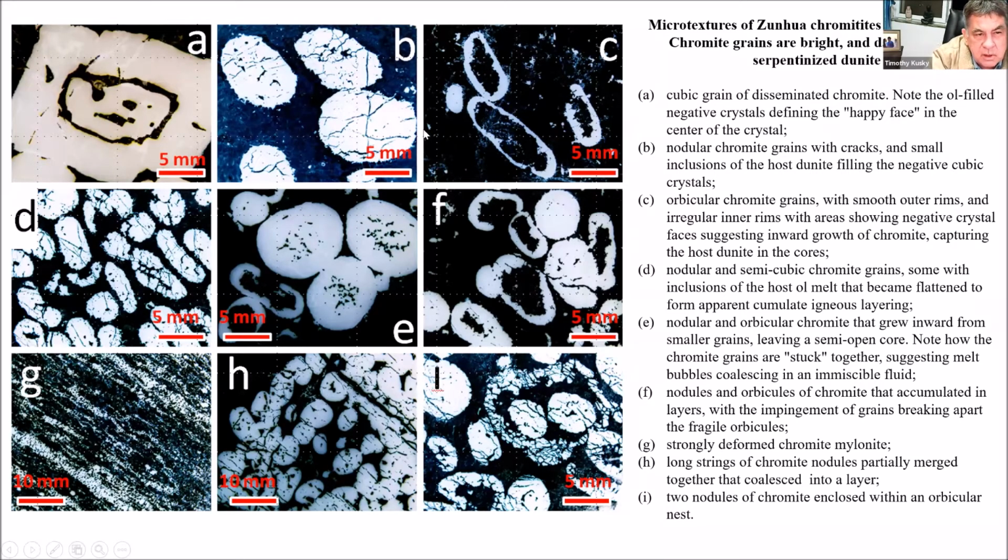And the thing that bothered me for a long time is that these orbicular textures have very smooth outer rims, but they have cubic negative crystal shapes on the inside. It's like they're growing inwards, and they are growing inwards. And as they grow inwards, they're trapping whatever was there in the melt at that time, either melt inclusions or xenocrysts or anything that was coming up in this magma. So I'll show you a petrogenic model later, and I welcome your comments.